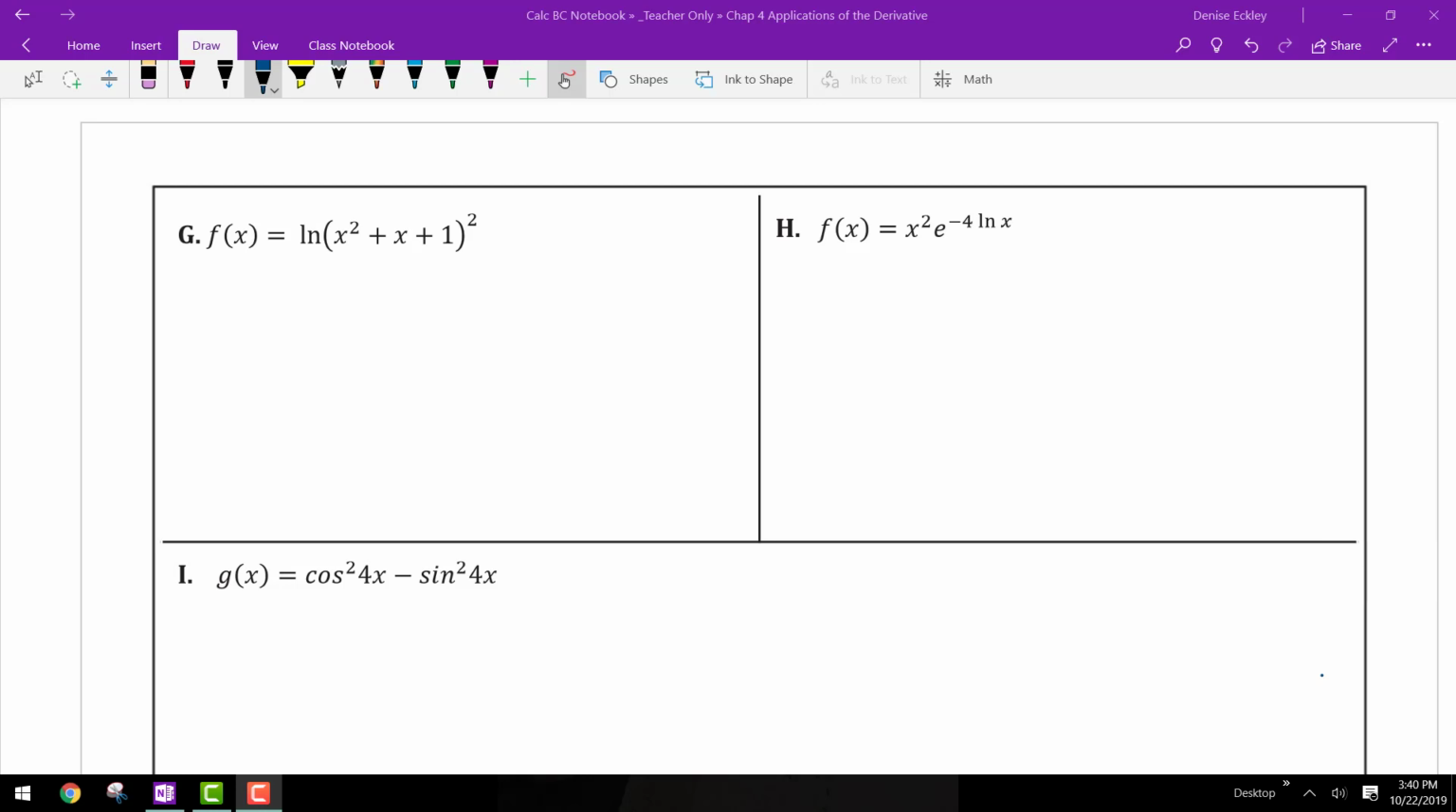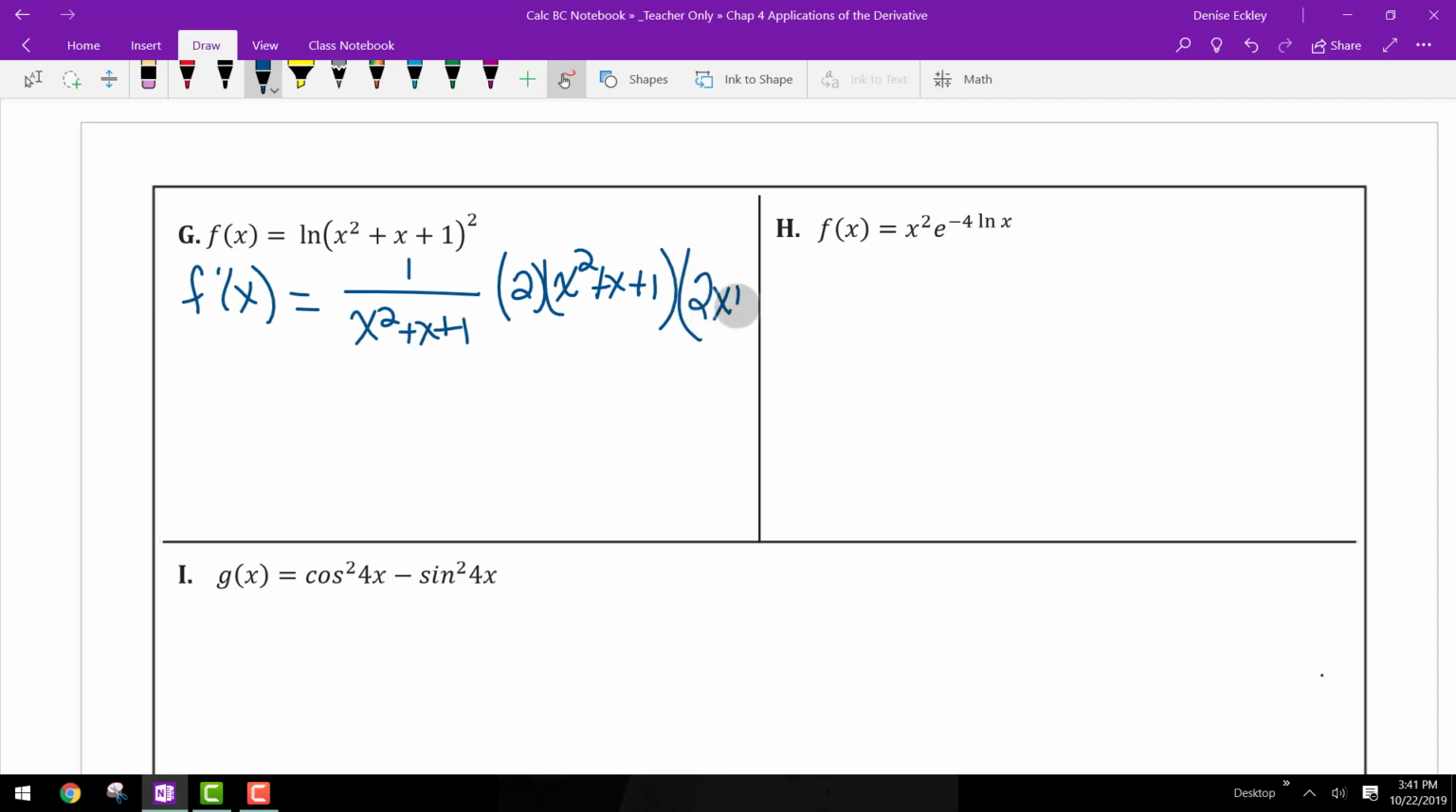So f of x becomes, as a derivative, f prime of x is going to, first we're going to take the derivative of natural log. So that's going to be 1 over x squared plus x plus 1, and then we're going to do the power rule on that, so that will be times 2 times x squared plus x plus 1, and then we have to take the derivative of the quadratic polynomial, which will be 2x plus 1. So here is part 1. Here is part 2, and then here is the third step.